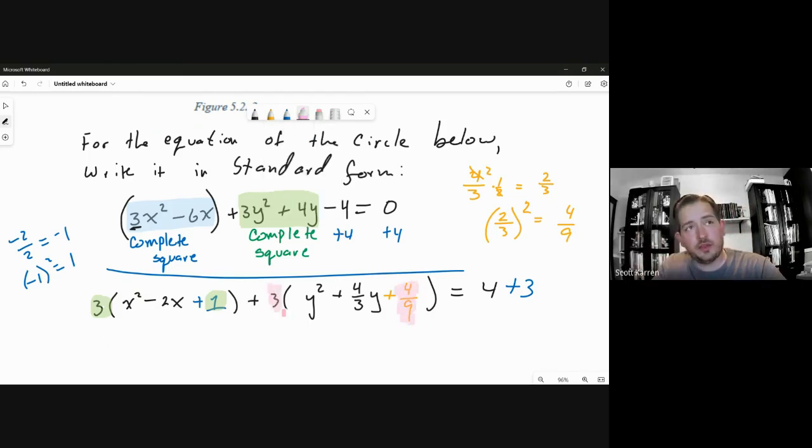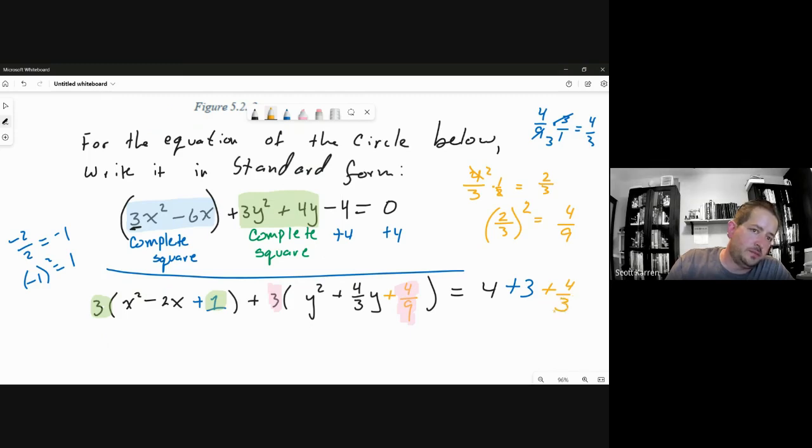So if I distribute that 3 through, that 4/9 is really worth 4/9 multiplied by 3, which I would then say is 4/3. So I've added 4/9 in the parentheses, but to the left-hand side in total, what I've added is 4/3. And so I'm going to add 4/3 to the right-hand side as well.